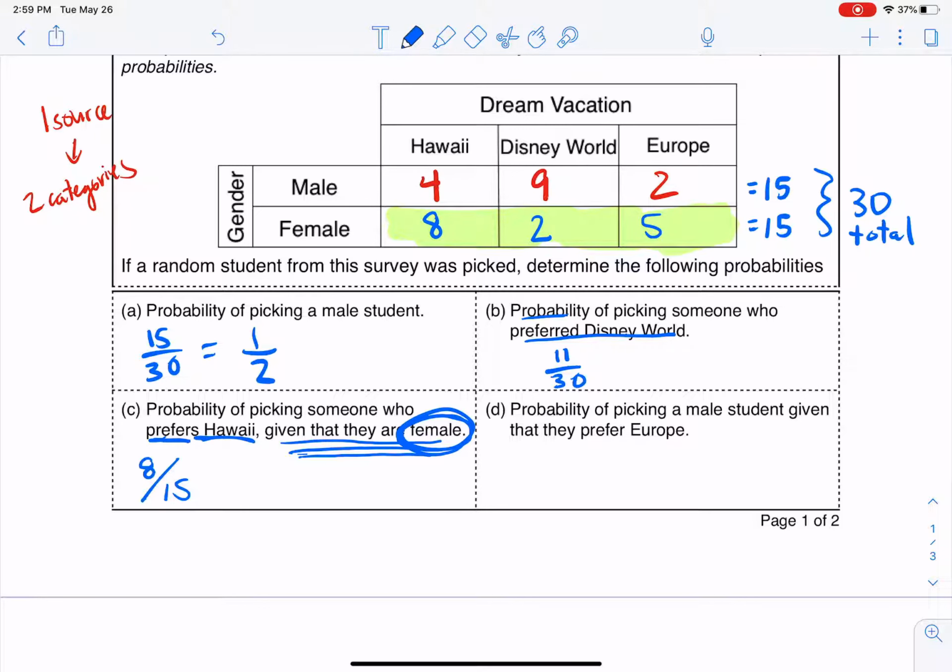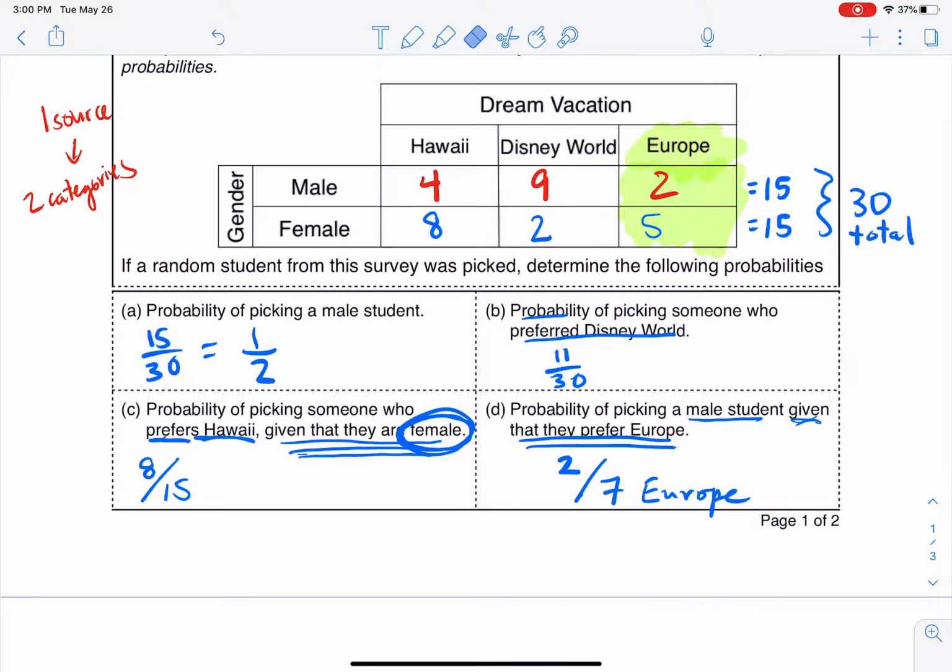Okay, next. What's the probability of picking a male student given that they prefer Europe? This question is a little bit different. We're interested only in those students that said they wanted to go to Europe. So out of those students, 2 of them were male out of the 7 total. So the 7 that preferred Europe.